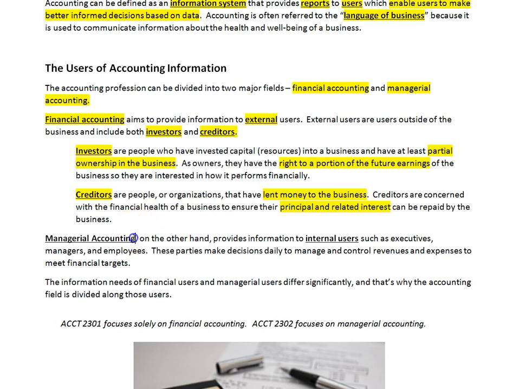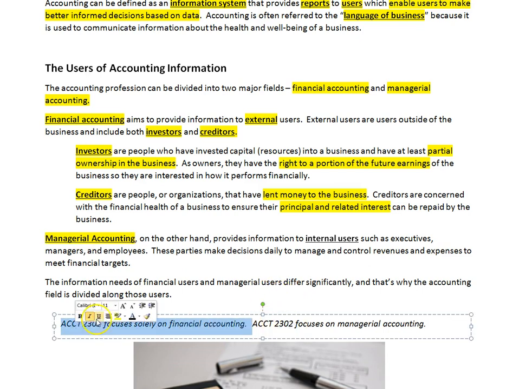Alright, managerial accounting we're not going to look at too much in this course because it's a whole other course at San Jacinto College. So we're looking only at Accounting 2301, which focuses solely on financial accounting. There's a whole other course for managerial accounting that we'll cover.